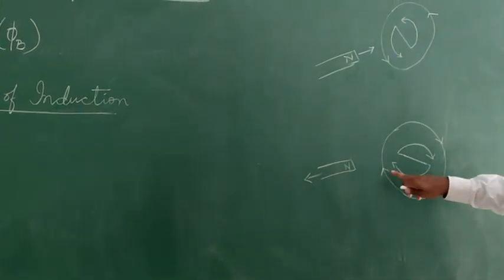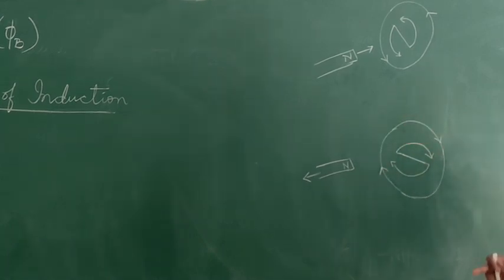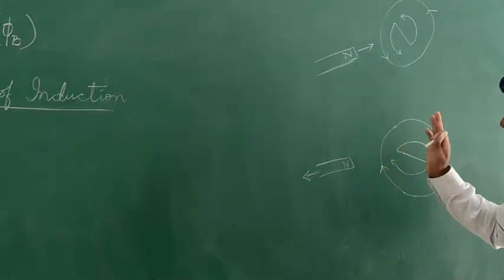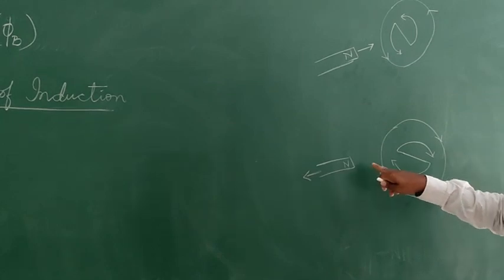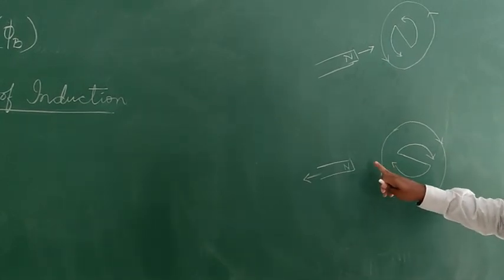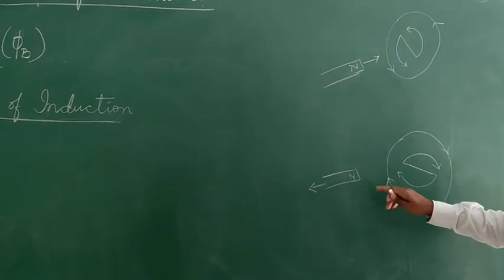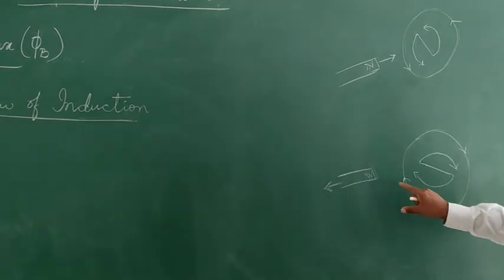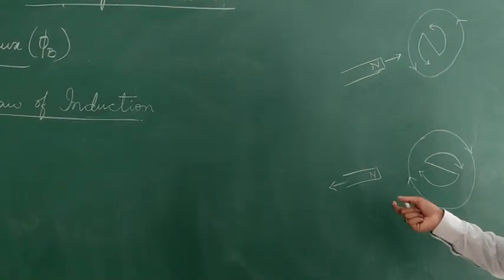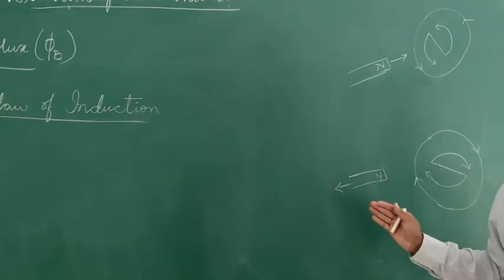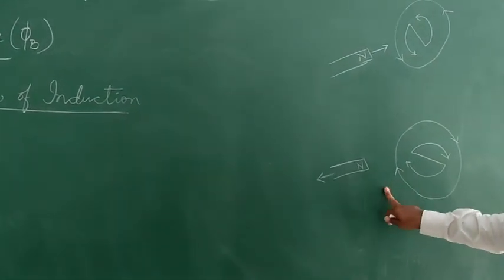Here, since the current was flowing in clockwise direction, there was opposition to the flow of this magnetic flux here. So magnetic flux kept on reducing. If you take a magnet away from the coil, the magnetic field decreases when you take it away from the coil. So here he observed here.